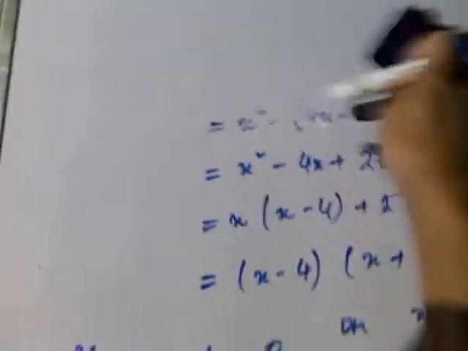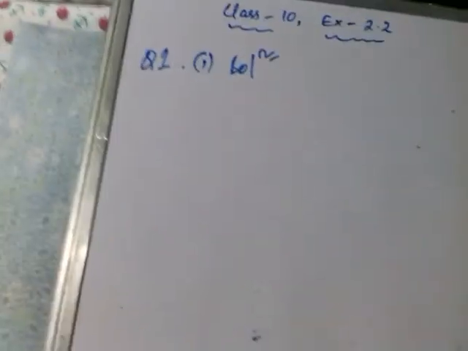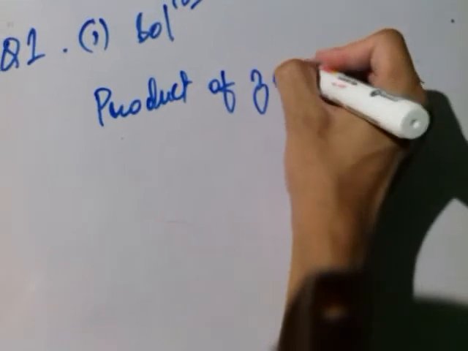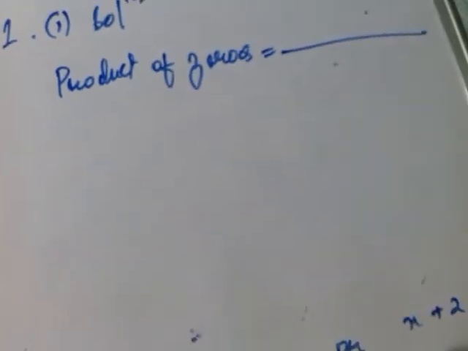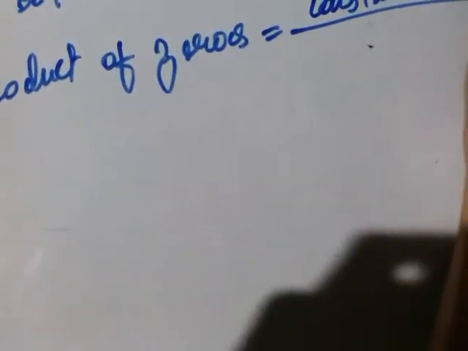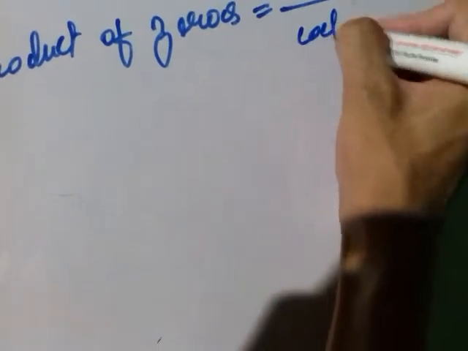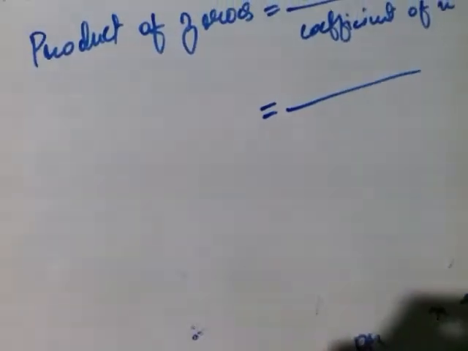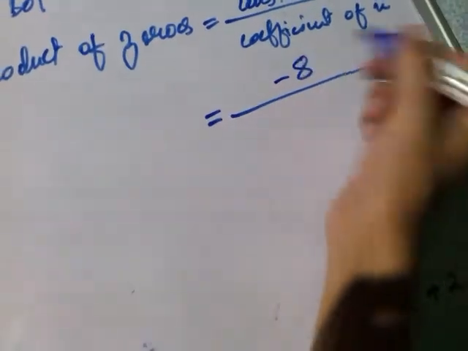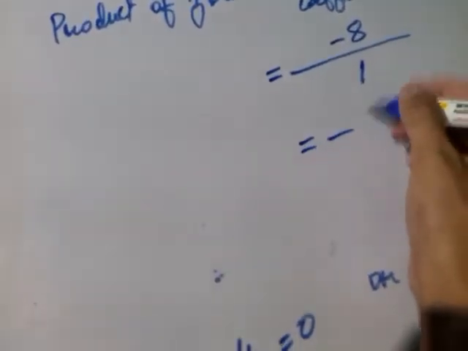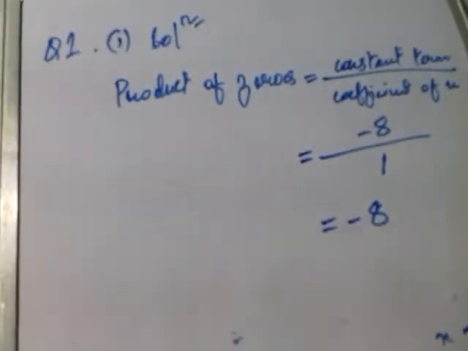Now we will do product of zeros. What is the formula of product of zeros? Constant term by coefficient of x square. The constant term is minus 8, and the coefficient of x square is 1. That's why minus 8 will be the answer.